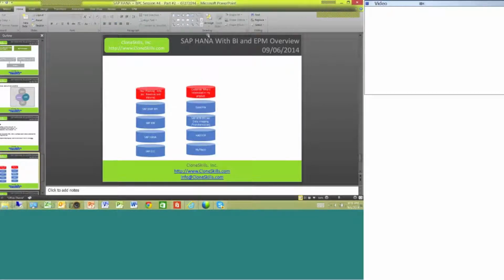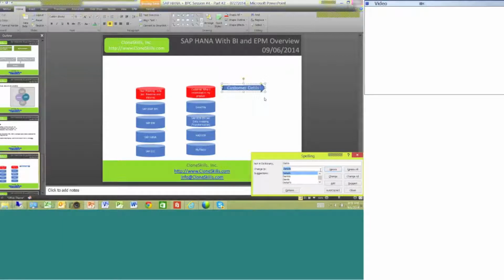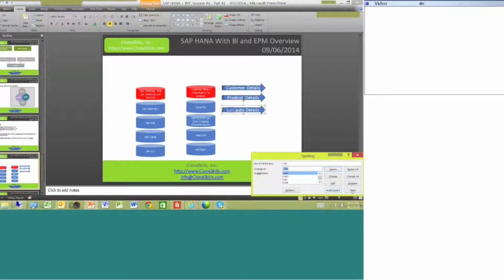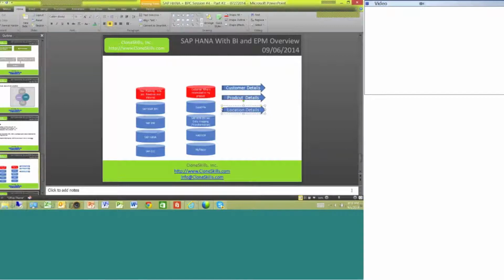So what does this include? Customer details such as demography, product details, and then the location details, where they are. Hold on, I'm able to get all of this from Facebook. So I have a customer, I have a location, I have a product.